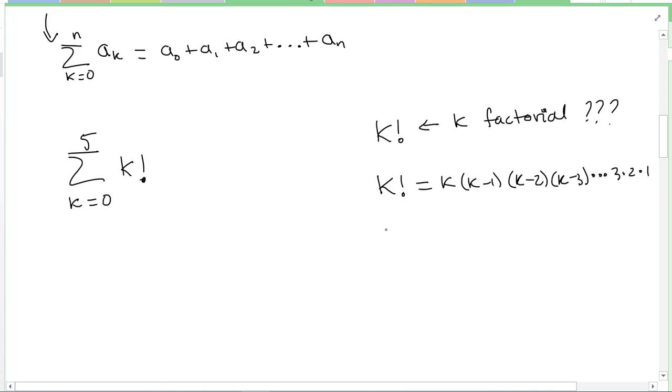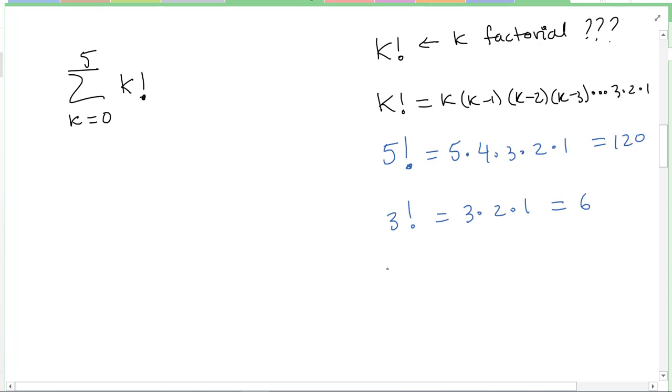So for example, if I say 5 factorial, then 5 factorial means I'm going to start with 5 and then the one before it. So 5 times 4 times 3 times 2 times 1. So that will be 5 factorial. And then you can do the math here. So 5 times 4 is 20, times 3 is 60, times 2 is 120. So 5 factorial is 120. 3 factorial will then be 3 times 2 times 1, which is 6.